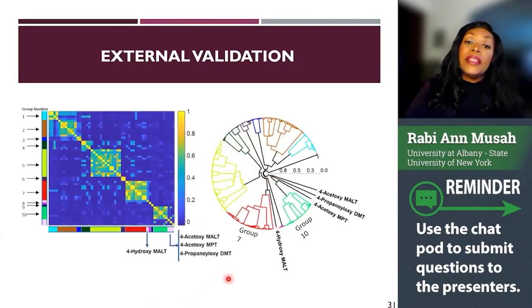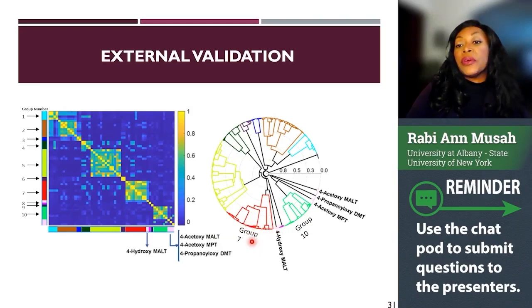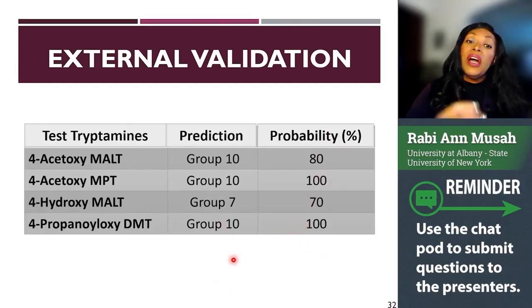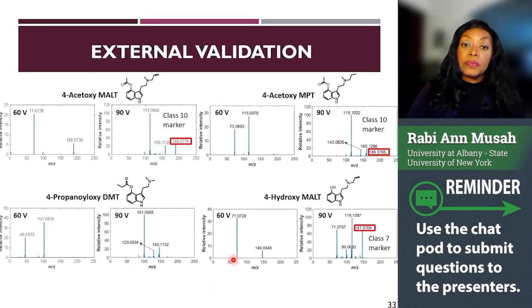So we generated the neutral loss spectra for these, and when we screened them against the dendrogram, we discovered that the 4-hydroxy MALT fell in the red segment of the dendrogram, indicating that it was in group 7, and the other 3 fell within the group 10 area, which was green. And what's great about that is that that's exactly where they should have fallen. And so the probability of prediction is shown here. It ranged from 70 to 100%, but in all cases, the prediction was actually correct.